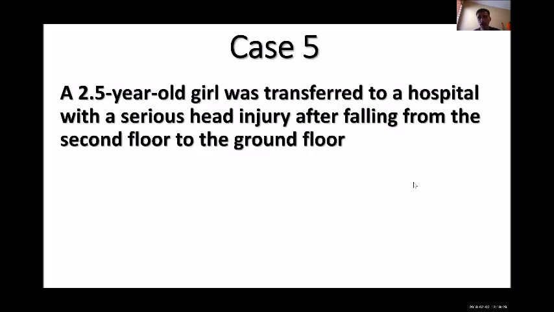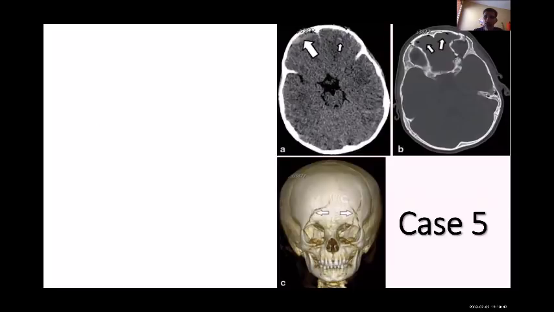Okay, case number 5. A 2.5-year-old girl was transferred to a hospital with a serious head injury after falling from the 2nd floor to the ground floor. And this is the CT scan. Any comment? I'll give you 30 seconds. This hematoma?